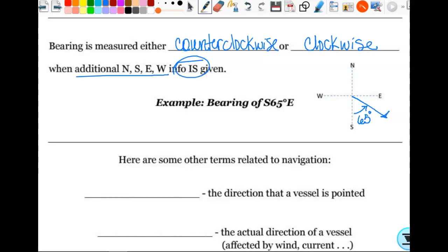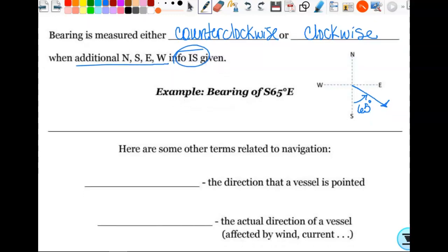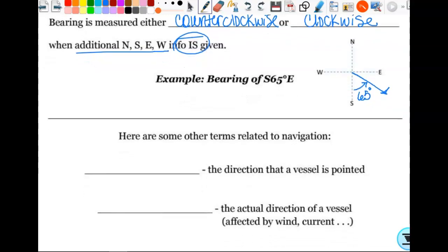All right, so some other terminology that could come up, we want to make sure that we can keep straight in our head, is the direction the vessel is pointed. So if you're out in the middle of the water and you're on a boat, whichever direction your boat is pointed and you're trying to go, that is your heading. You are headed in that direction. That's why that phrase makes sense. That's your heading. But you don't always get to go.